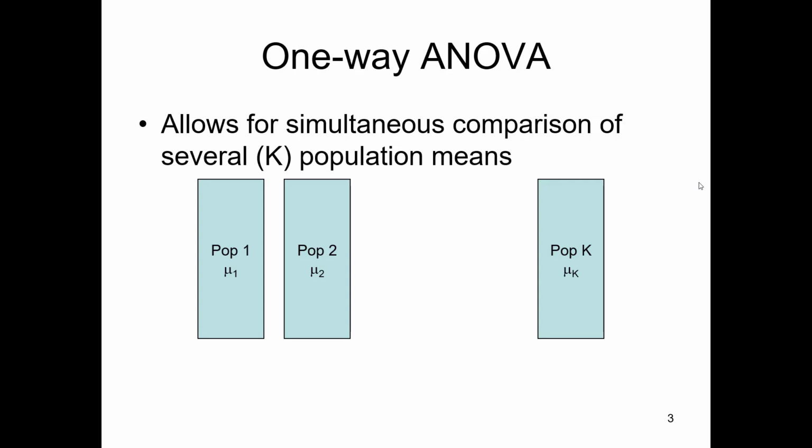So pictorially, we've got our one-way ANOVA. We have a series of populations. We have a series of means in those populations. And are they the same or are they different? And there's a nice little picture there.